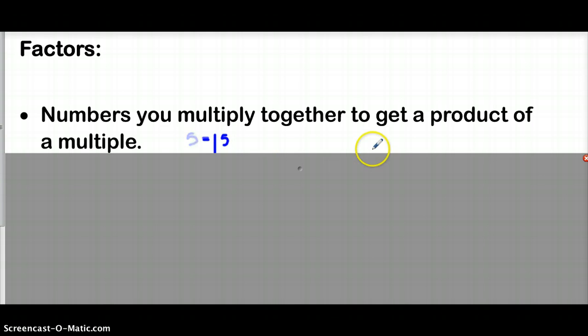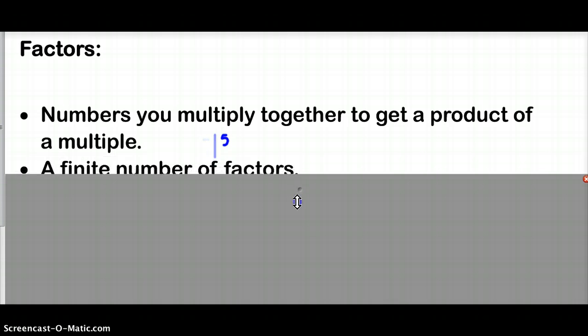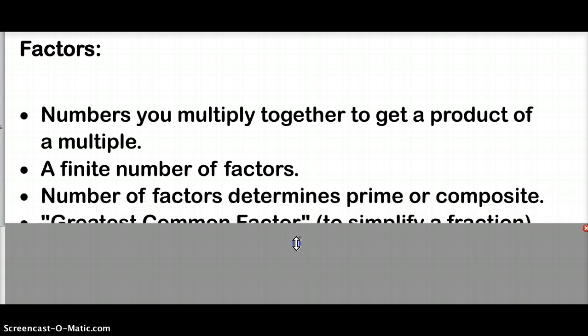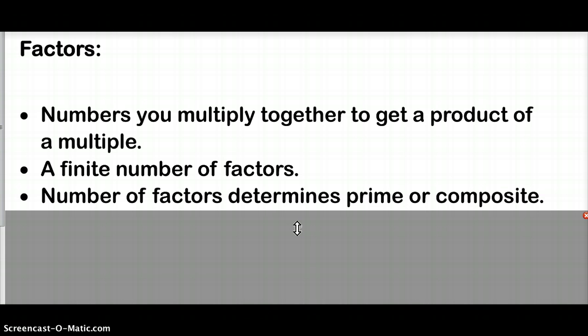And then it looks like I have the disappearing ink on there, so my apologies. Also, something that you might remember about factors is that there's a finite number of them, which means there's a certain number of factors for each number, unlike multiples that go on and on forever. Another attribute of a factor is that the number of factors that a number has determines if a number is prime or composite, and we'll talk about what prime and composite are again later on in this video.